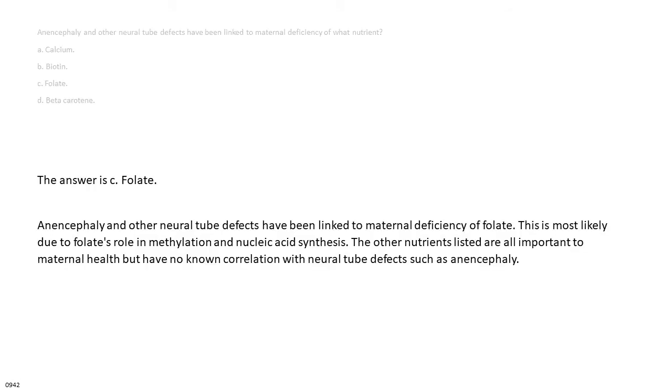The answer is C. Folate. Anencephaly and other neural tube defects have been linked to maternal deficiency of folate. This is most likely due to folate's role in methylation and nucleic acid synthesis. The other nutrients listed are all important to maternal health but have no known correlation with neural tube defects such as anencephaly.